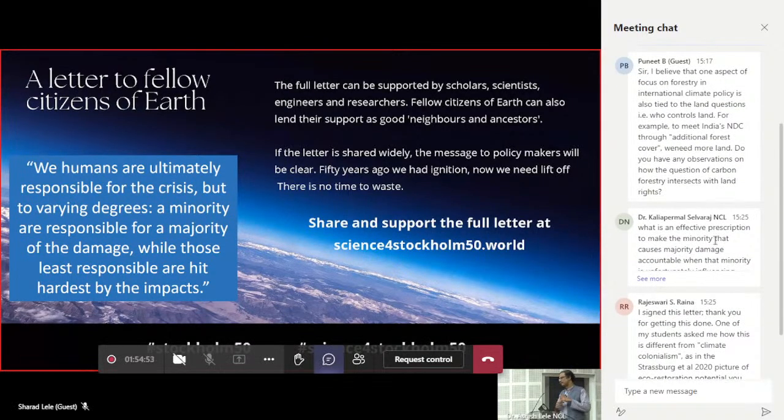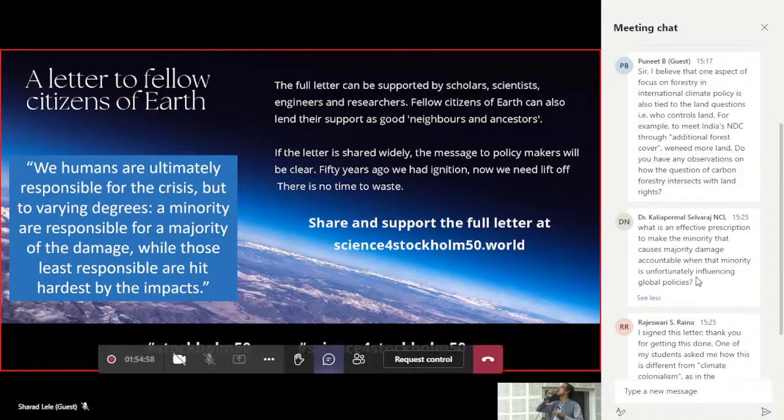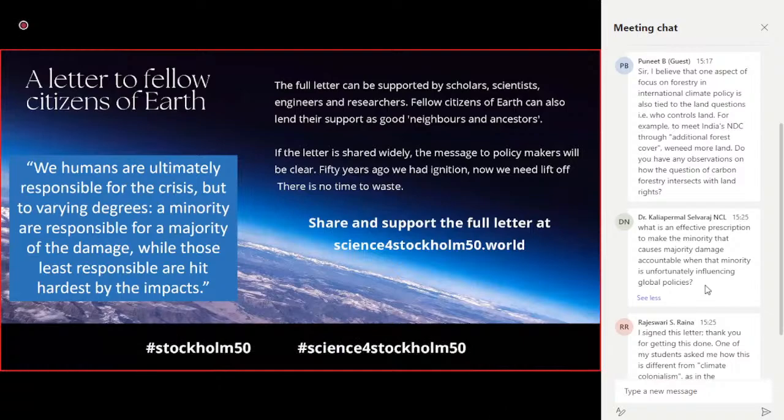So the next question is, what is an effective prescription to make the minority that causes major damage accountable when the minority is unfortunately influencing global policies? That is Dr. Selvaraj from CSIR. Yeah, I think that's a very fair and difficult question, which is that if the global north, which is 20% of the world's population, is consuming 80% of the resources and is the most powerful decision maker because they control the capital. So they control the capital, right? And the markets.